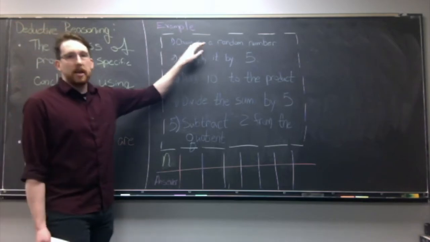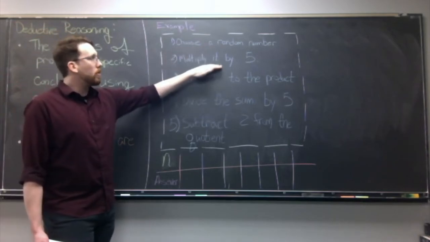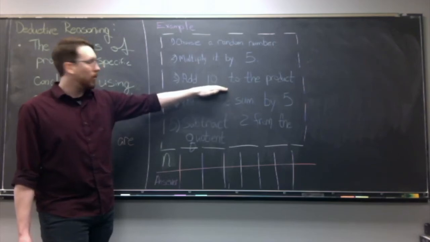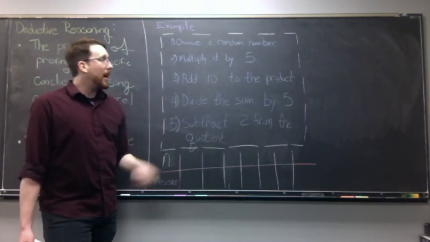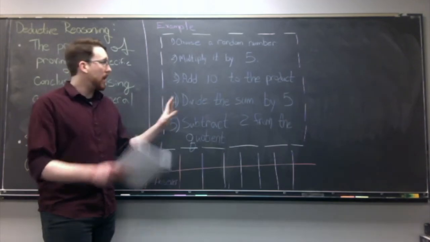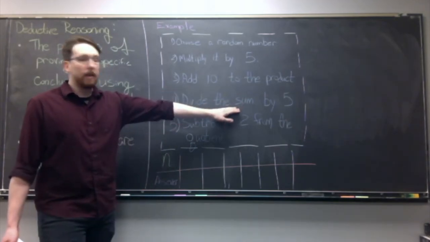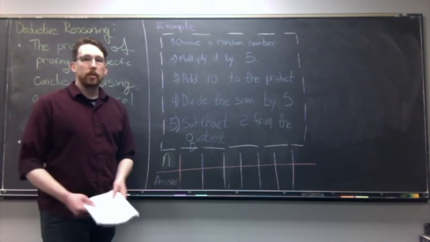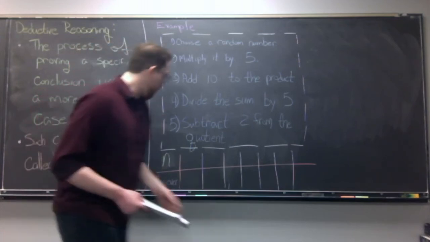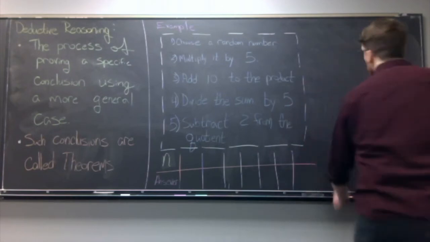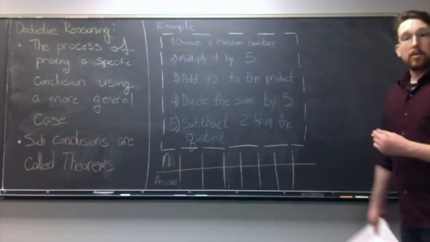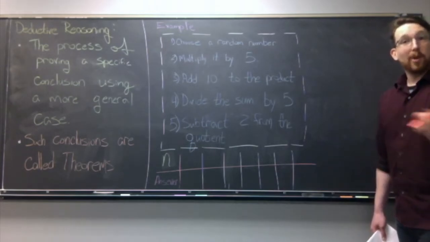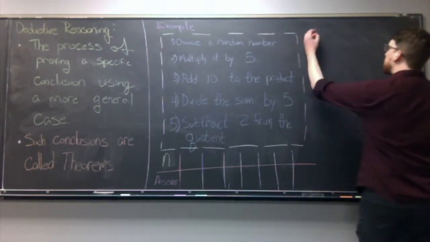We're going to choose any random number, we're going to multiply it by 5, then we're going to take that product and add 10 to it, then we're going to divide that sum by 5, then we're going to subtract 2 from that quotient. Let's go ahead and try a couple numbers. Let's start with 1. It'll be a little bit easier.